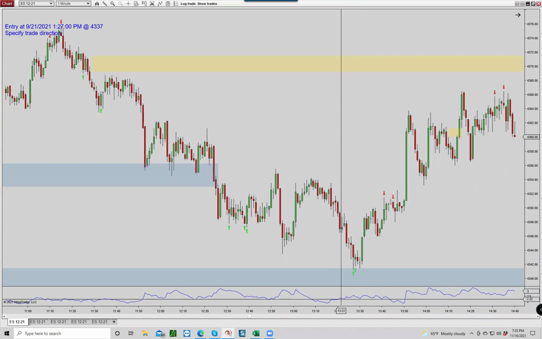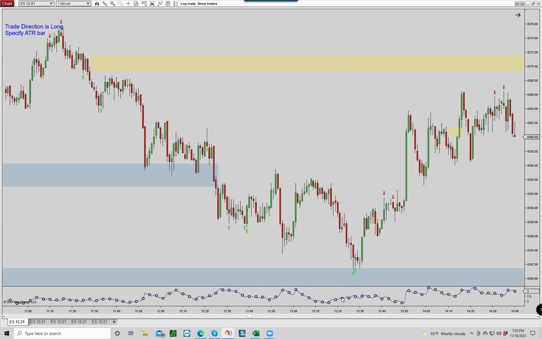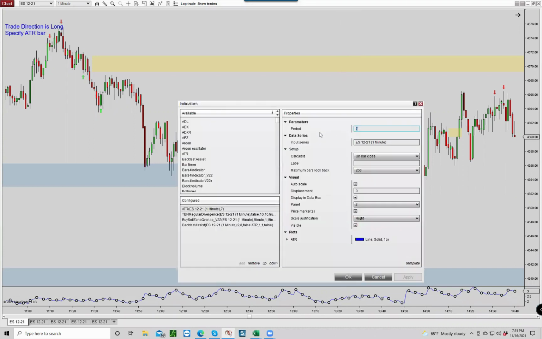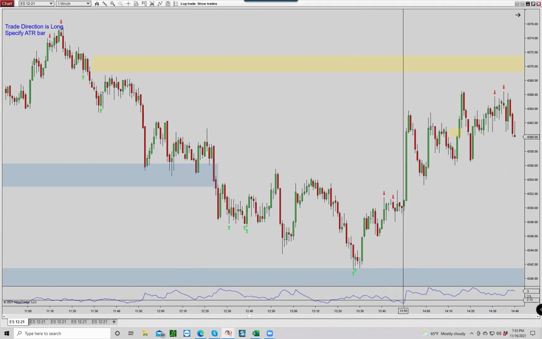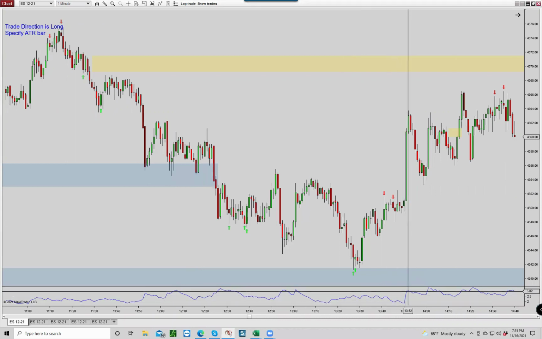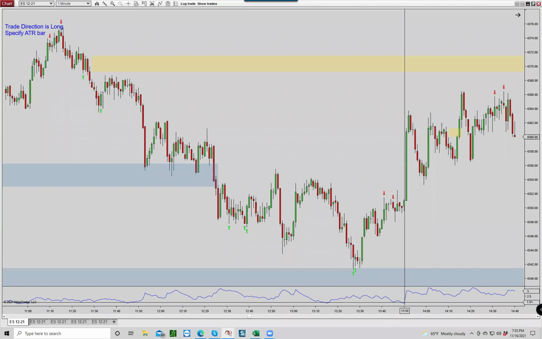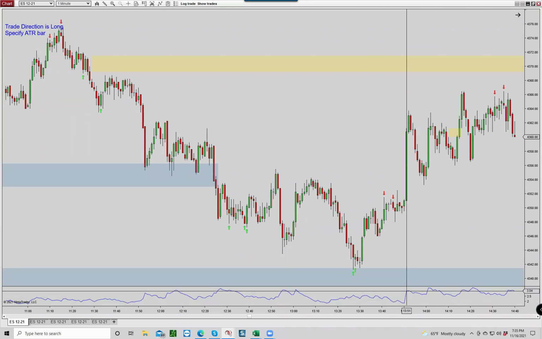I am using a 7-period ATR. Now, that's really aggressive, okay? 7-period is only looking at the last 7 bars, so it's adjusting for volatility very, very quickly. You can see it here. Boom. So I go from a 191 all the way to a 3 in 2 candles.